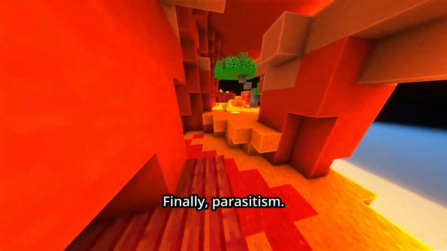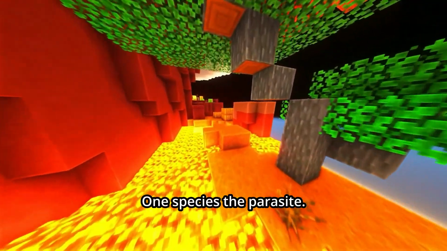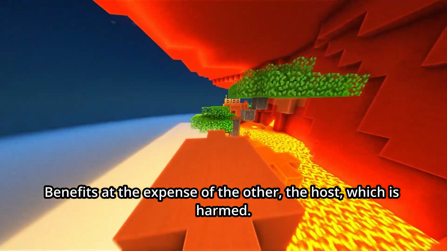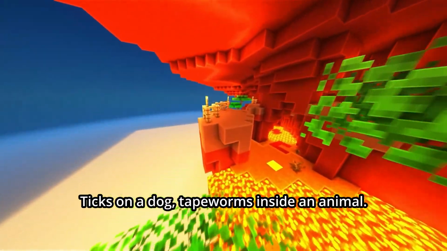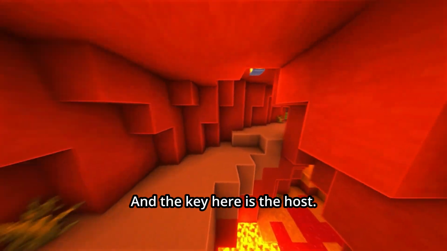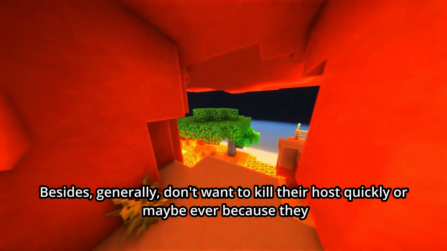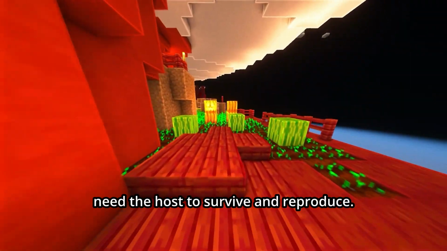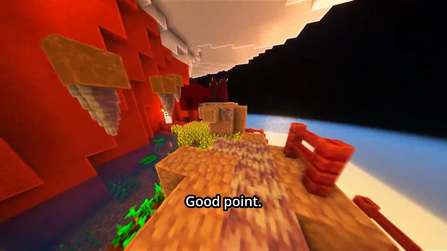Finally, parasitism. One species, the parasite, benefits at the expense of the other, the host, which is harmed. Ticks on a dog, tapeworms inside an animal. Those are clear examples. Right, and the key here is the host. Parasites generally don't want to kill their host quickly, or maybe ever, because they need the host to survive and reproduce, unlike predators. Good point.